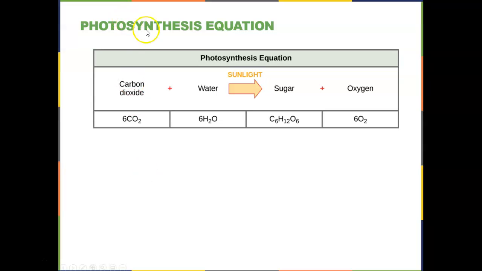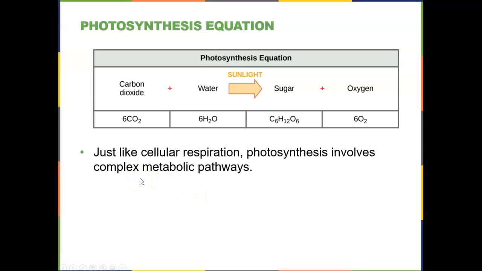So the basic photosynthesis equation takes 6 molecules of carbon dioxide plus 6 molecules of water. We add in energy from sunlight. The energy is required because this is an endothermic reaction. We have to have energy put in. We're going to produce sugar molecules, and this is the formula for our glucose, and oxygen is going to be a product as well. So this formula should look very familiar because it is the reverse of cellular respiration.